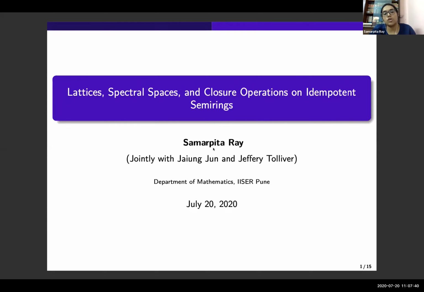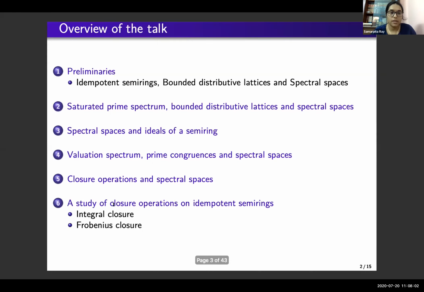So this work is our attempt to add a little to this ongoing momentum, in which we try to bring certain commutative algebra tools to idempotent semirings, like spectral spaces, explicit connections with spectral spaces. I'm going to define it with idempotent semirings and closure operations, valuations, etc. on semirings. So okay, let me go to the slides.